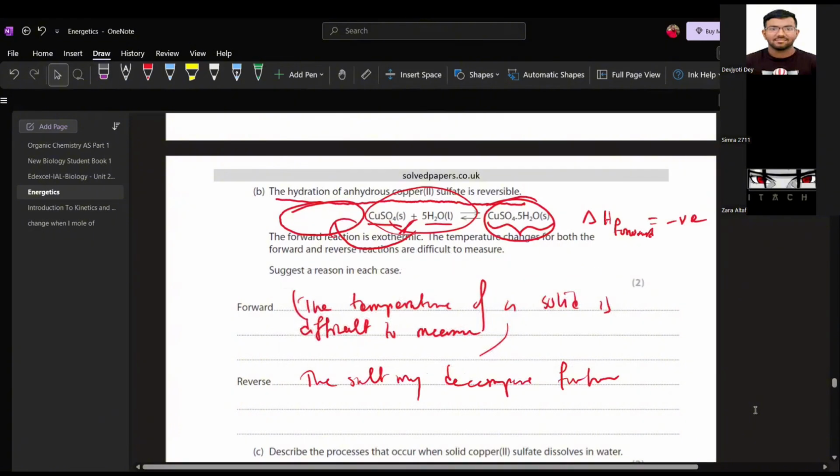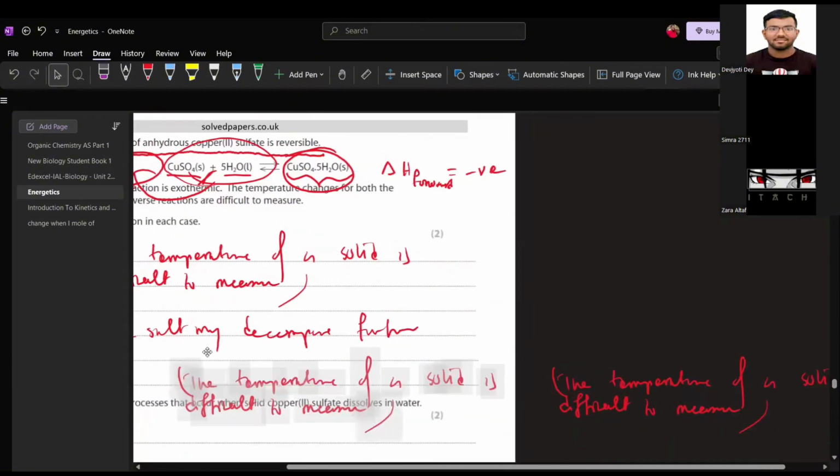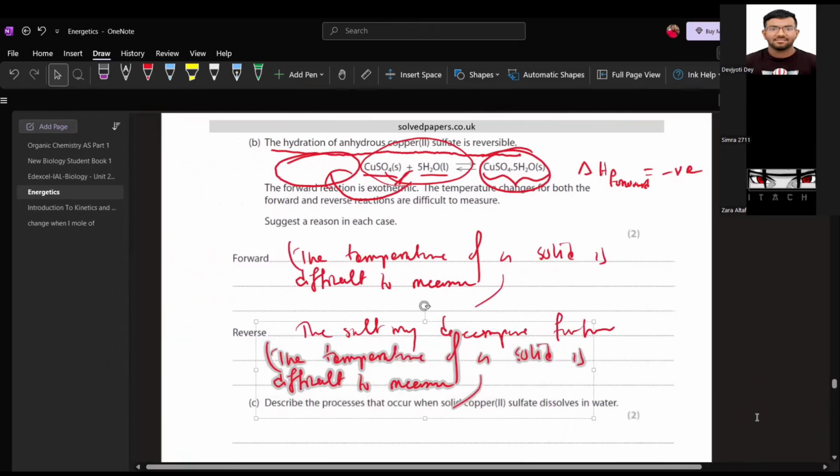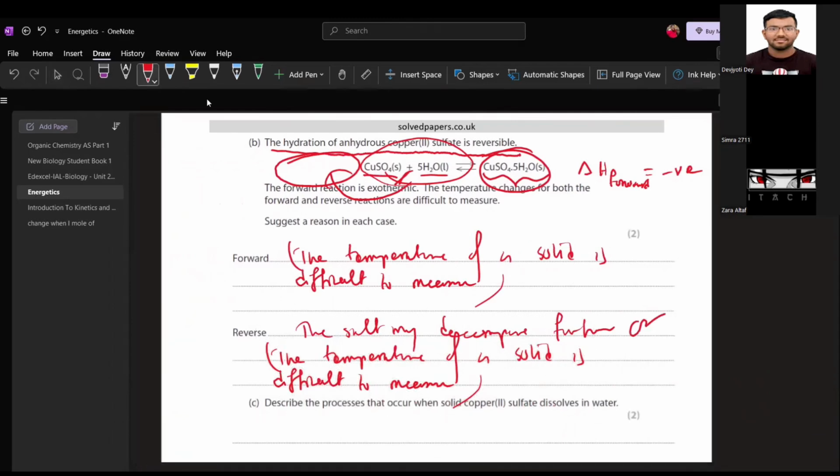The temperature for solid is difficult to maintain. Okay, you can just write any of these two answers. I hope you got the answers.